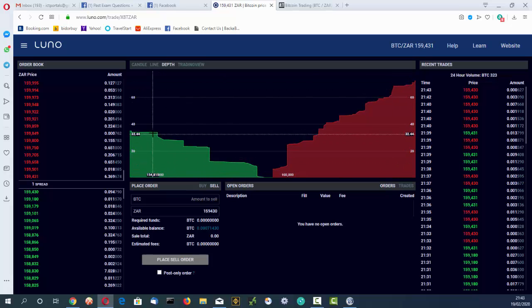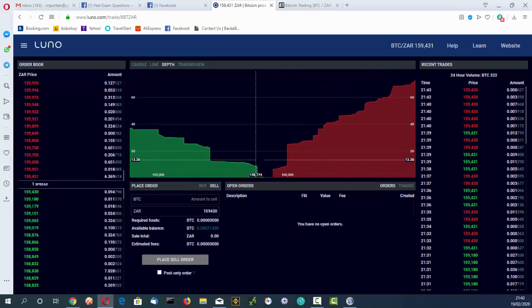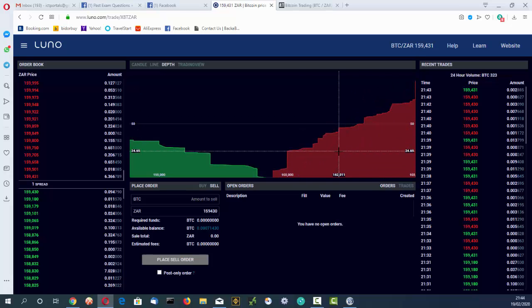This shows that there are more sellers in the market than buyers. That's the meaning. More sellers than buyers in the market. So these are the kind of things that normally put the price down. If you have small buyers and higher sellers, then the price of Bitcoin or price of the market or price of Naira or price of dollar must go down because demand is low.